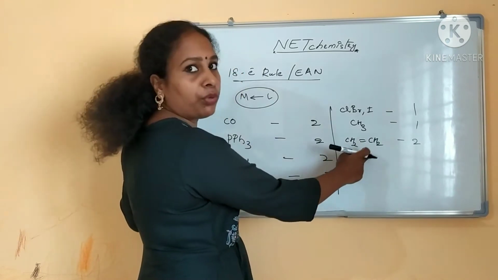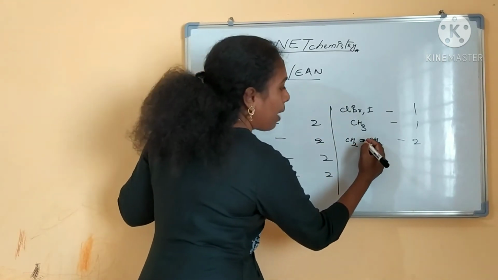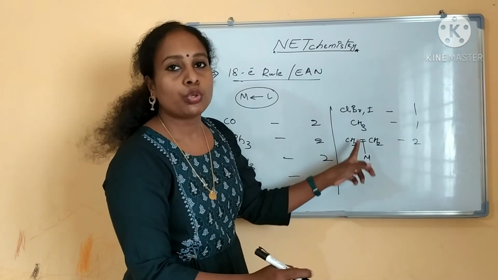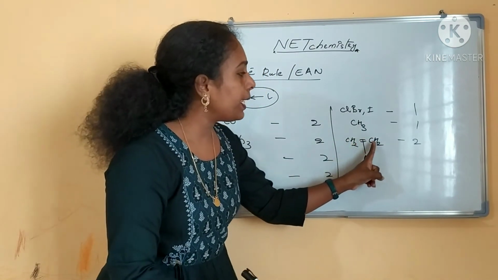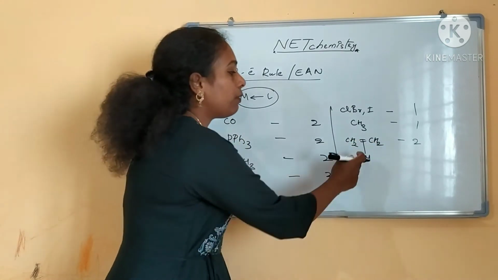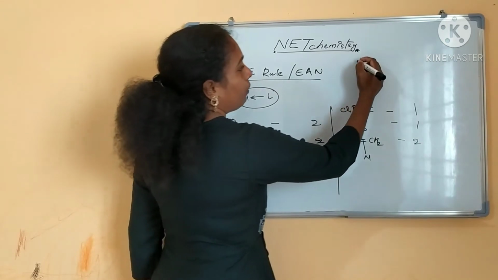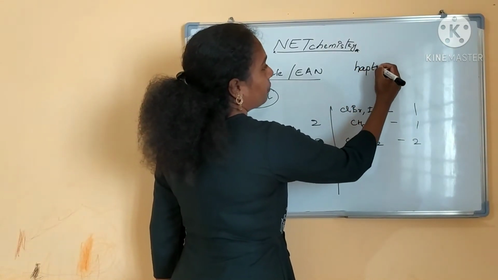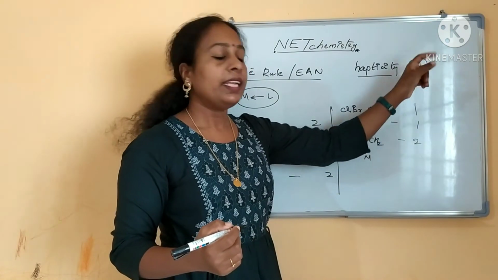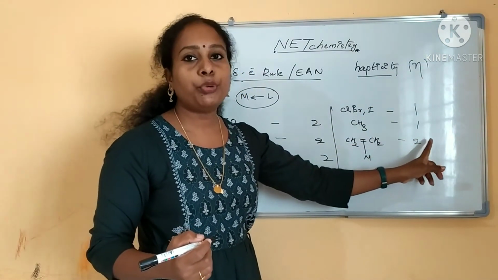Here I would like to refer to one more term, hapticity. Metal is bonding to CH2=CH2. How many carbon atoms are at equal distance from the metal? That is what we refer to as hapticity. Hapticity is represented by the letter eta. Here it is eta 2.